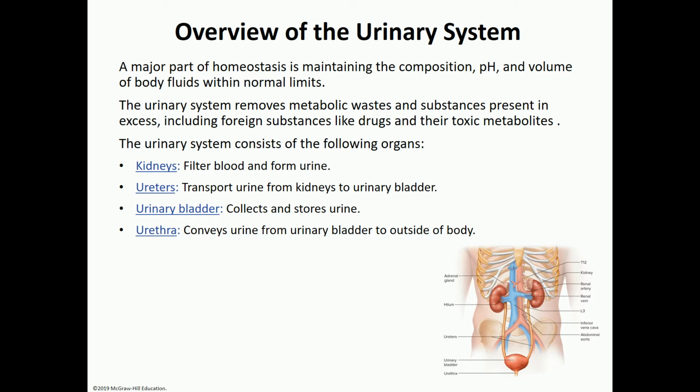So kidneys are going to filter blood and make urine, while the ureters will take the urine that was made in the kidneys and take it down into the bladder. The bladder is a storage area for urine, and the urethra is going to take that urine from the bladder out to the outside of the body.